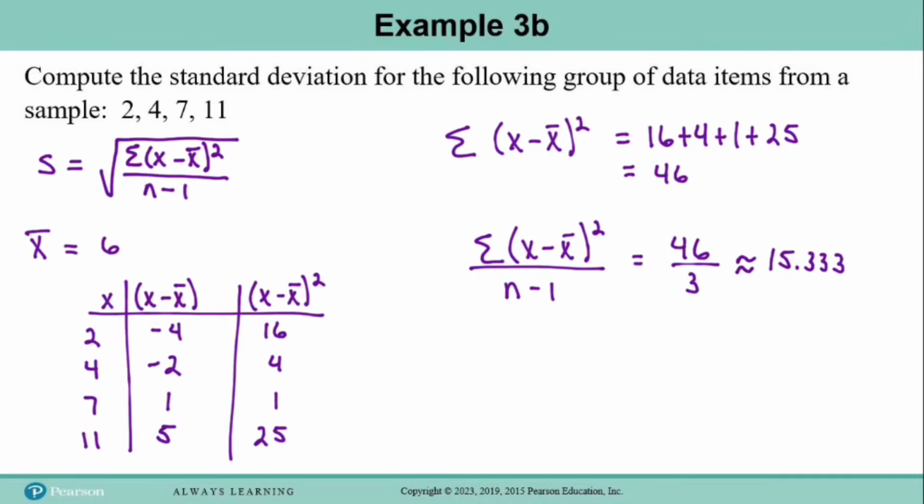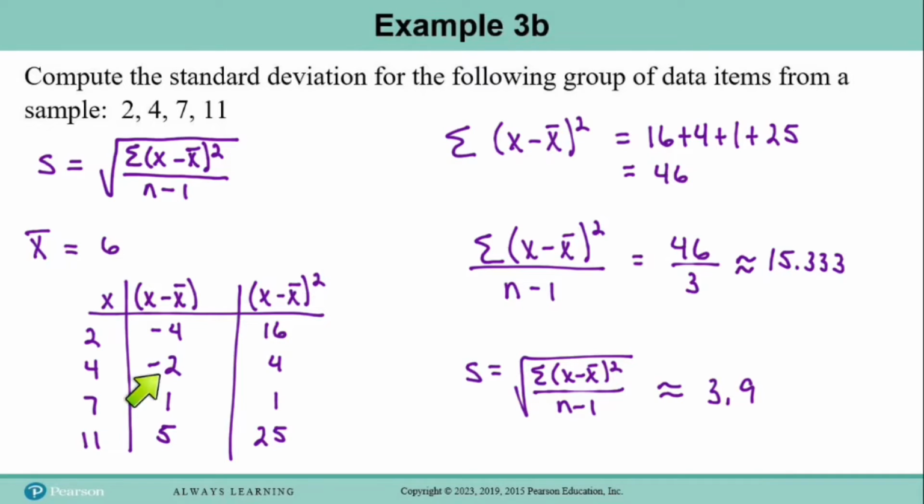And then for the final step, after we've done that division, we find the square root of that answer. So finally, our sample standard deviation is going to be the square root of 15.333, and that's going to be approximately 3.9.